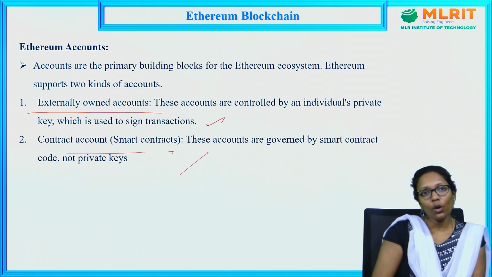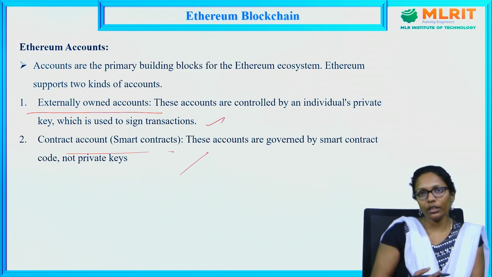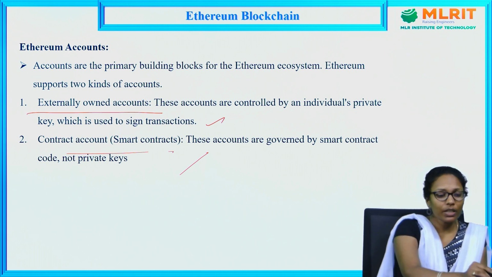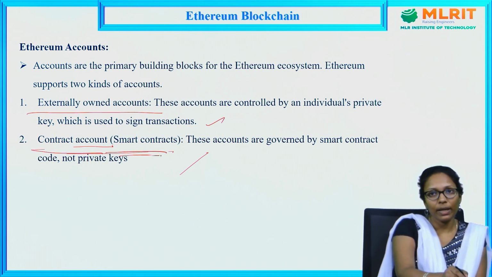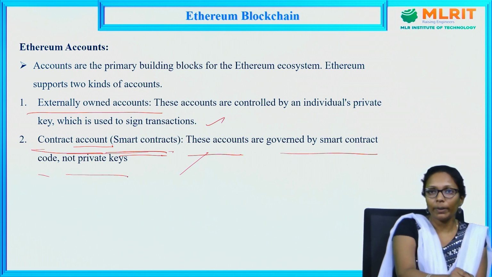The externally owned account is similar to your Bitcoin blockchain, where it will maintain a public and private key. Using the private key, you can transfer the amount, and using the public key, you can receive the amount or cryptocurrency. The same way, we also have contract accounts. Contract accounts are maintained by smart contracts. These accounts are governed by smart contracts and not by private keys.